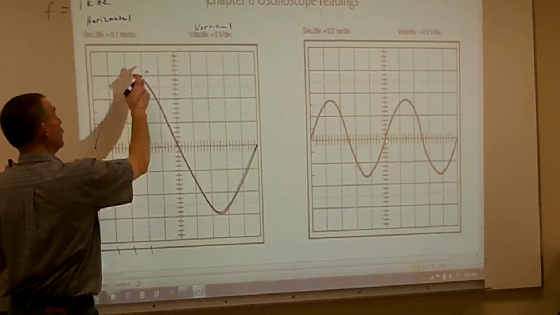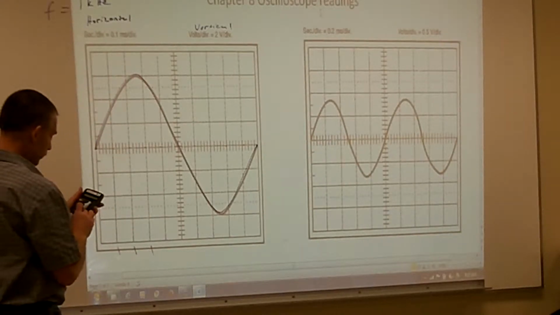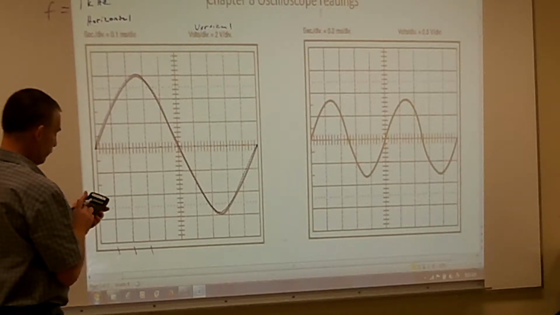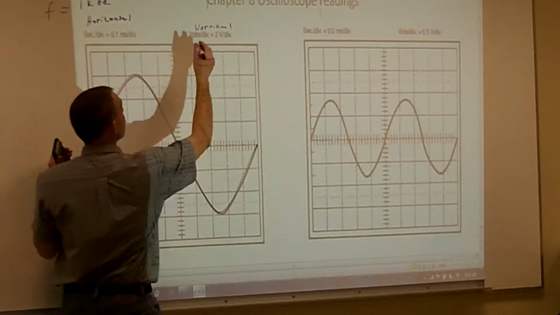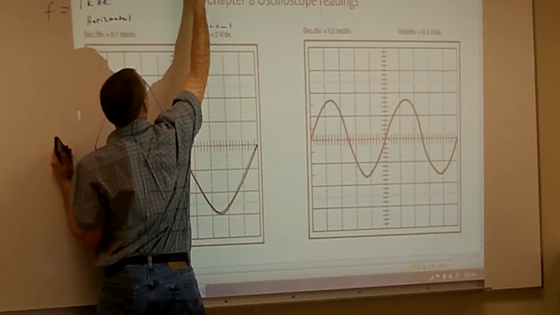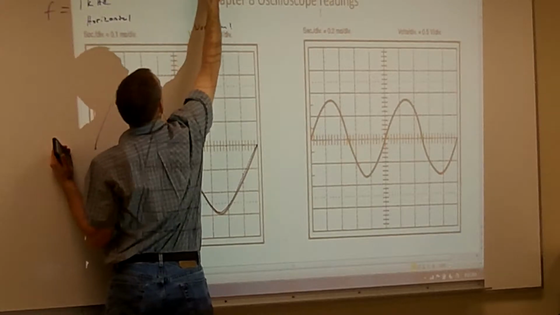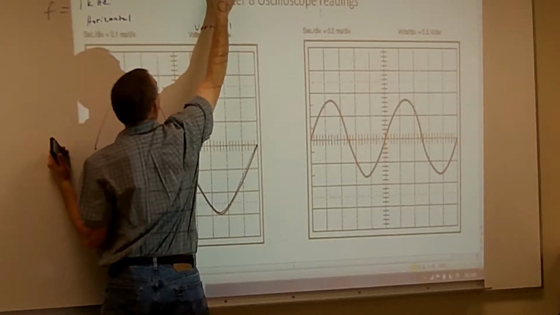I got 1, 2, 3. So then I can take 3 times my 2 volts per division, and I'm going to get 6 volts. And what's my units for this one? 6 volts what? Peak. Okay, and what would be my peak to peak?